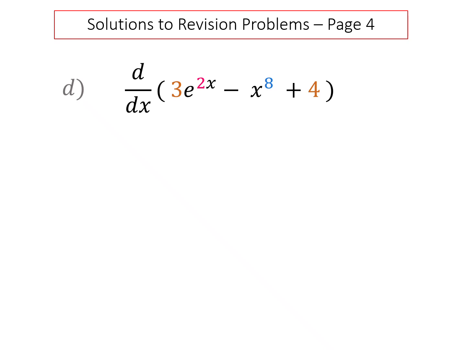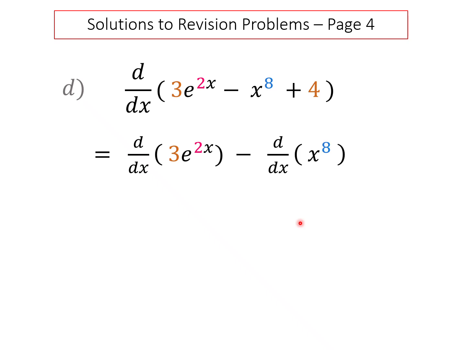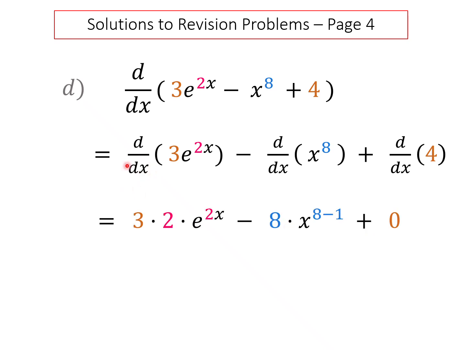Now the last sum, the fourth sum, is d/dx of 3 e to the power 2x minus x to the power 8 plus 4. Here also d/dx is applied on each term. So d/dx of 3 e to the power 2x minus d/dx of x to the power 8 plus d/dx of 4. So 3 here comes out of differentiation. e to the power 2x becomes 2 into e to the power 2x. x to the power 8 is 8 into x to the power 8 minus 1, plus d/dx of 4 is 0.